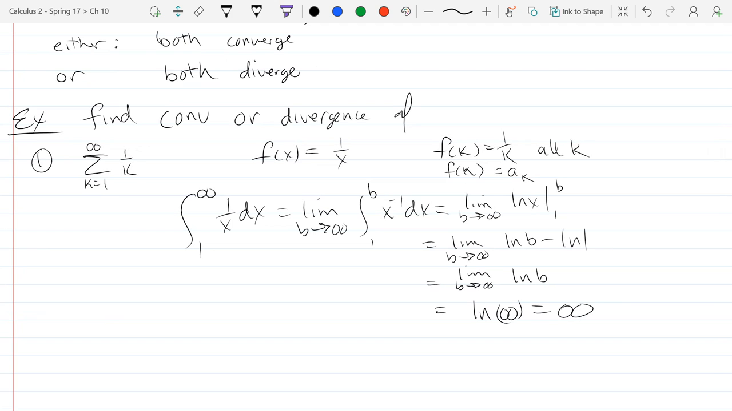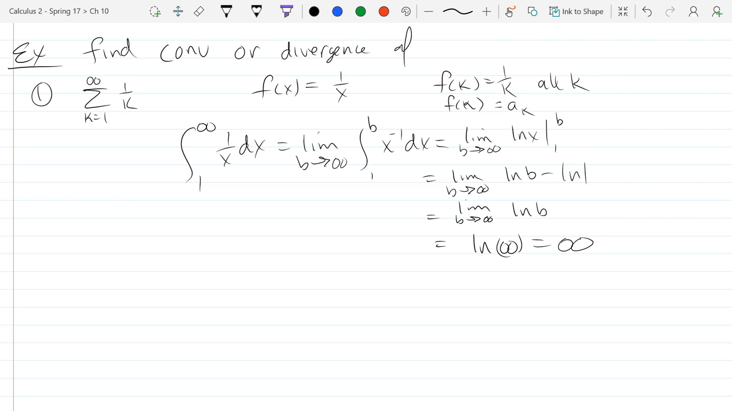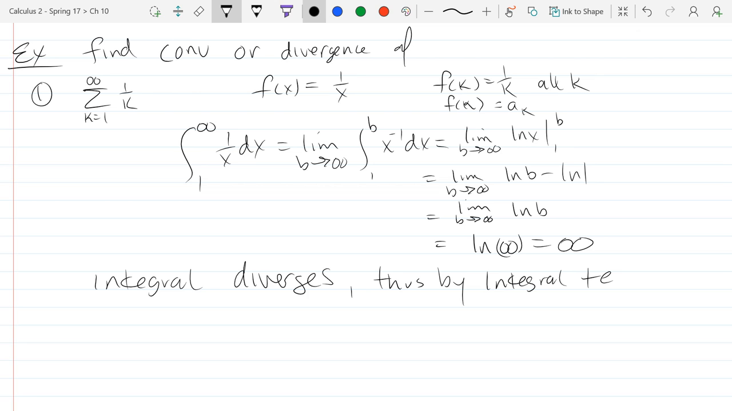So that is divergent. Remember when we looked at improper integrals, there was a good chance that it could diverge, and it diverged if you either got infinity, negative infinity, or somehow not a numerical value. So in this case, divergent, so our integral diverges, thus by the integral test, the summation of 1 over k also diverges.